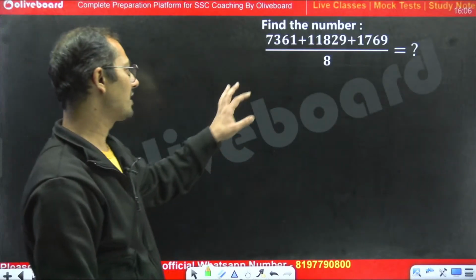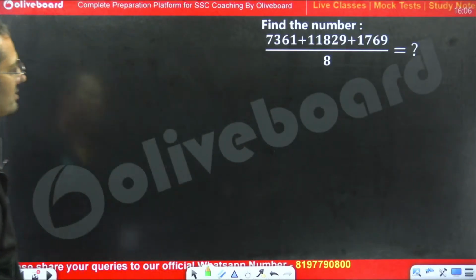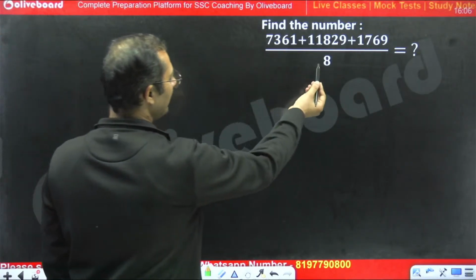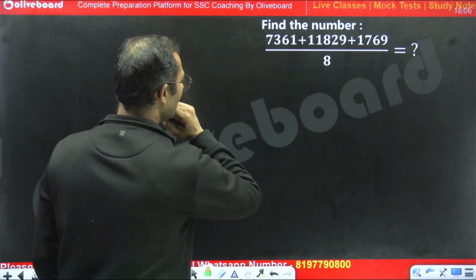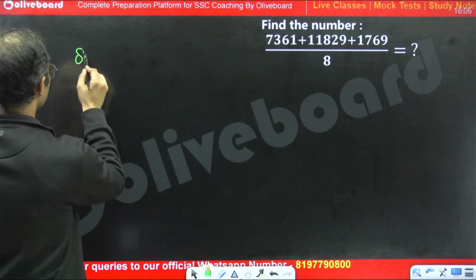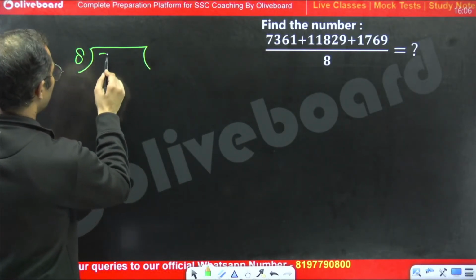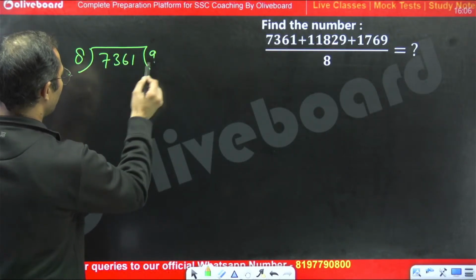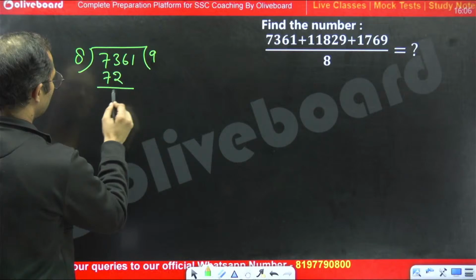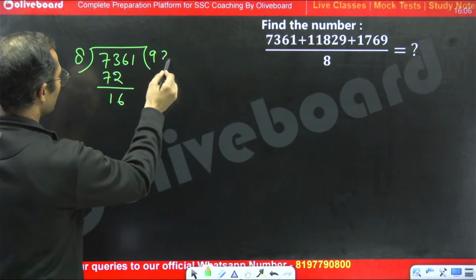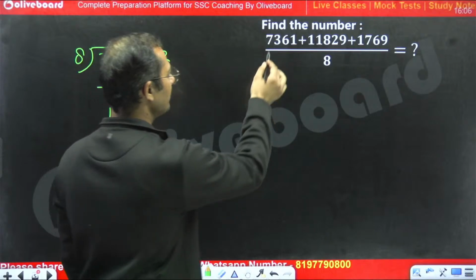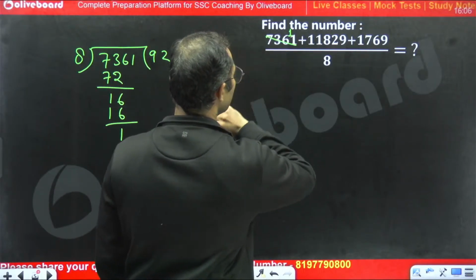So now tell me what would be the remainder for this. Simply, just divide each number by 8. 7 3 6 1, so 8 9s are 72, and 8 2s are 16. So 1 is the remainder. Here 1 is the remainder, so take the remainder.